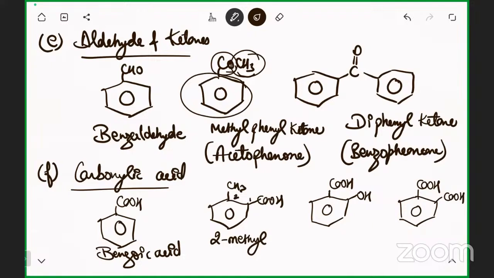Okay, just tell me the priority order. First priority is given to the functional group. For functional group, double bond, then triple bond, and then substituent. CH3 is the substituent, so you have to give the numbering at the last. You have to start numbering from the functional group. So 2-methyl. If COOH is present on the benzene, then you say it as benzoic acid. Common name, toluic acid.